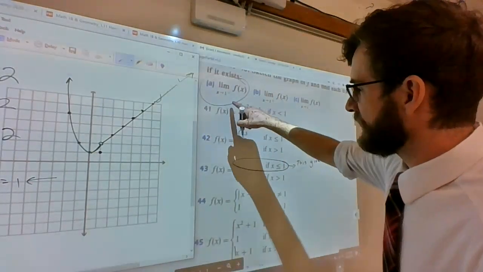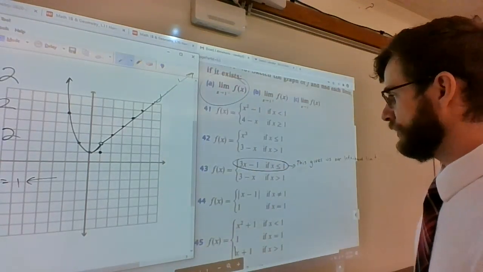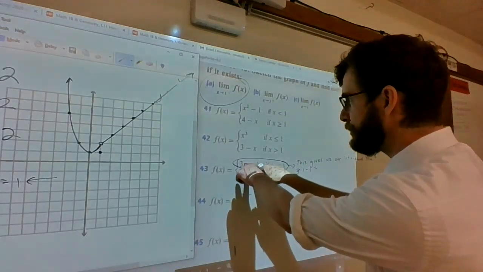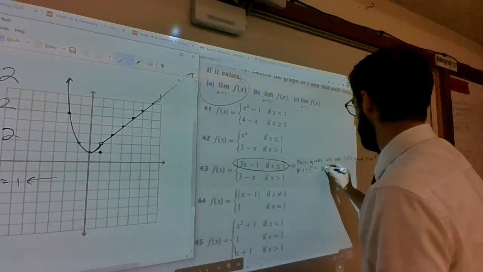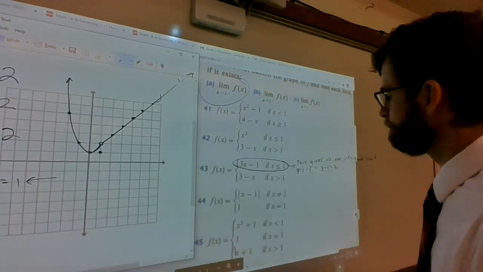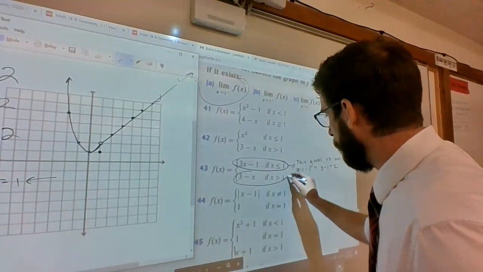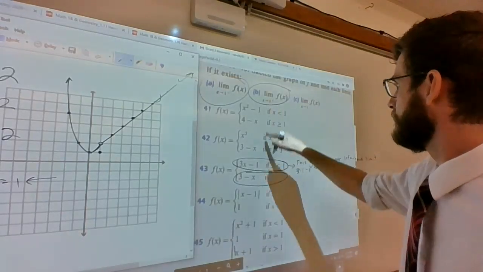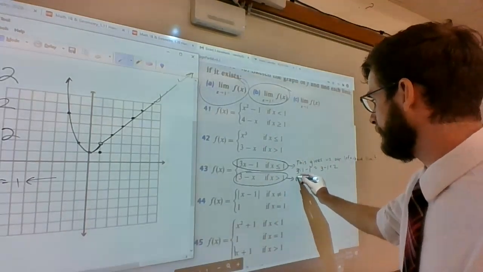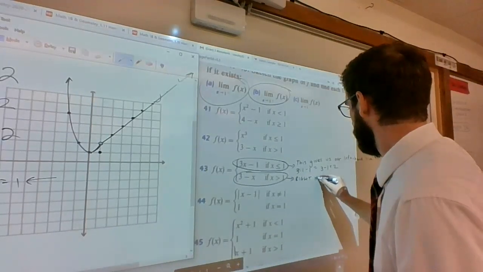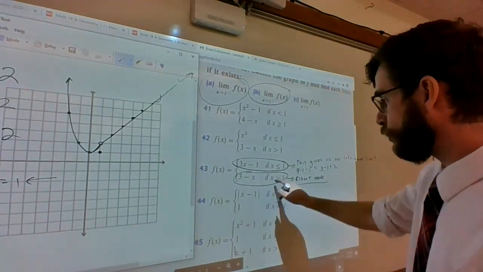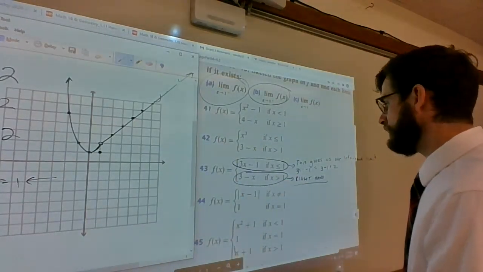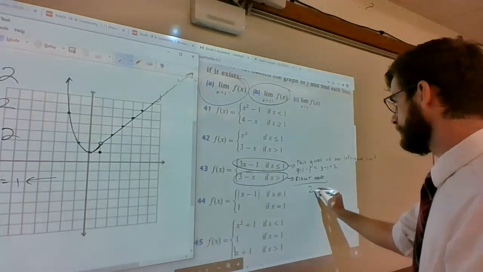So for part A, when it says what's the limit as x approaches 1 from the left, you can just say it's 3 times 1 minus 1. There's no domain issue, so I can plug it straight in. It's 2. And what if we're looking for the limit as x approaches 1 from the right? Well, this one gives us the right-hand behavior, because it's greater than. That's everything to the right of the function at x equals 1. So you just plug in 1. 3 minus 1 is 2.